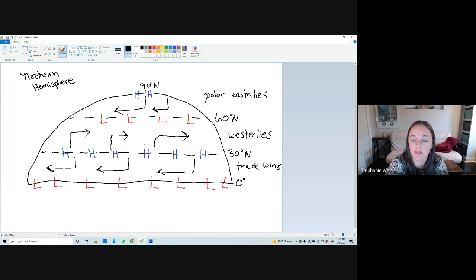Now, the two big prevailing winds that are really important for us are the westerlies and the trade winds, because we exist right at 30 degrees.